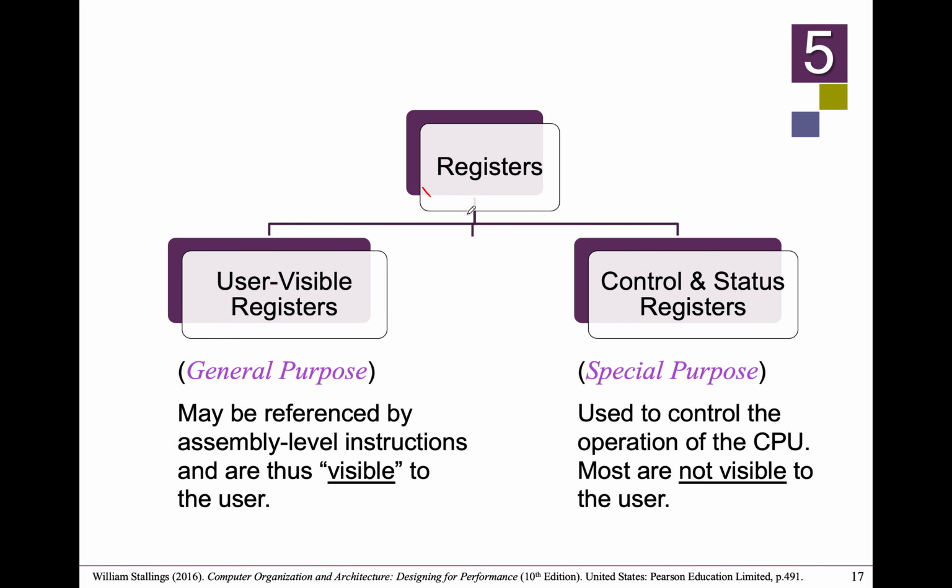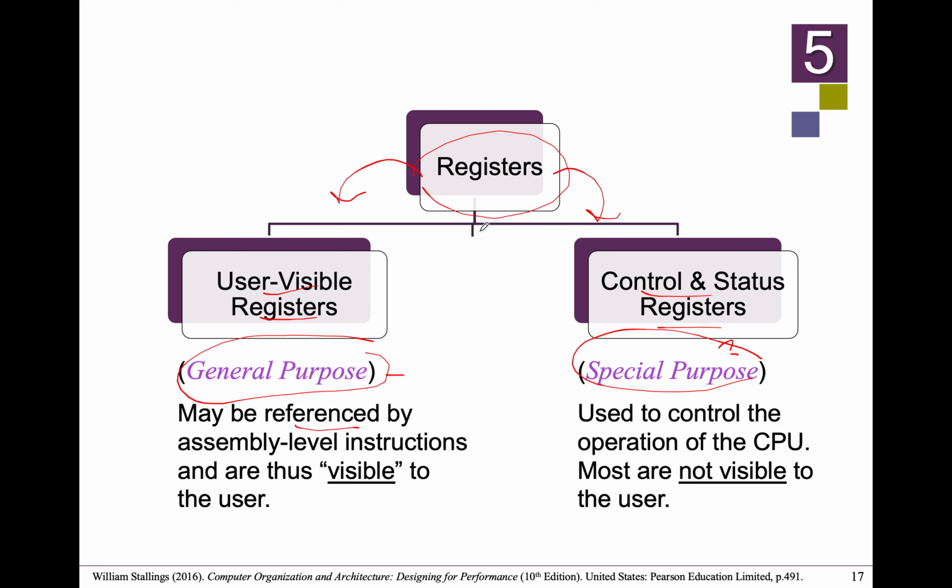Okay, registers can be divided into two main categories: one you can see, one you cannot see directly. Is it visible or not visible, right? The user visible register is used for general purpose, while the control and status register is for special purpose. What is the special purpose? Let's take a look into the general purpose first.